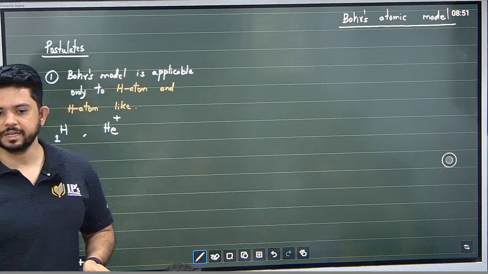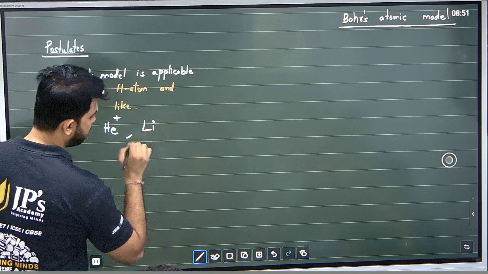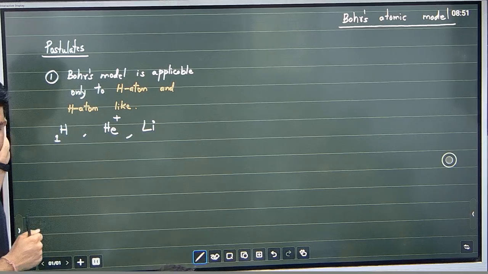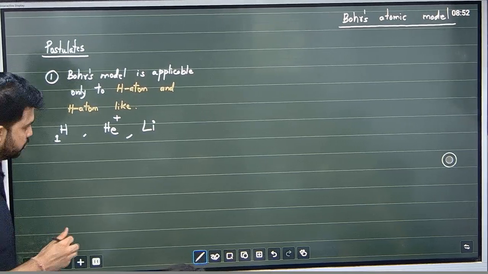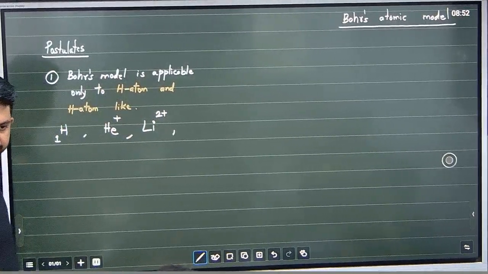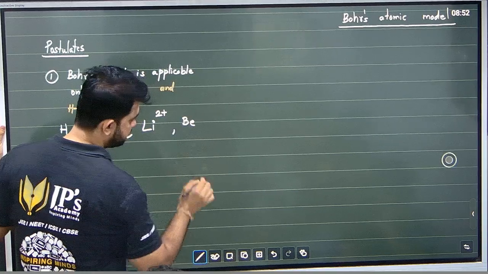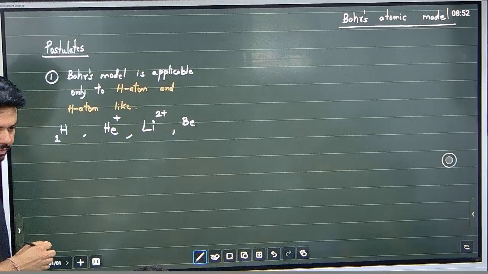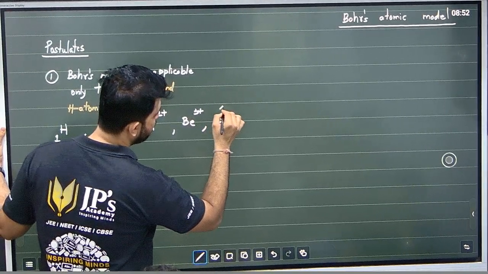Which is the next element? Lithium. How many electrons does lithium have? 3. I want it to become hydrogen like. How many electrons will I remove? 2. After lithium, beryllium. Number of electrons? 4. I want it to become hydrogen like. How many electrons will I remove? 3. What about boron?